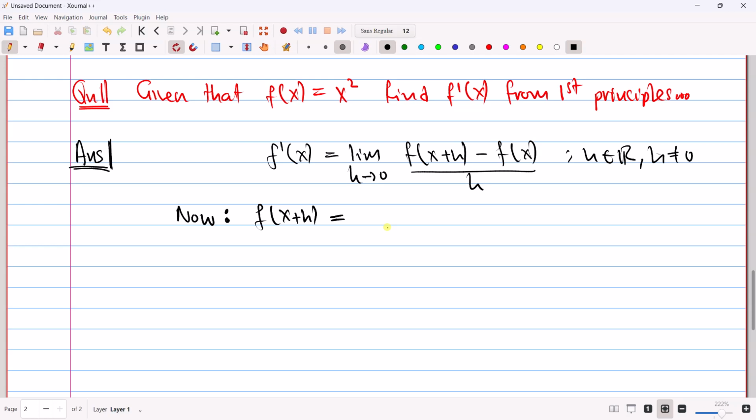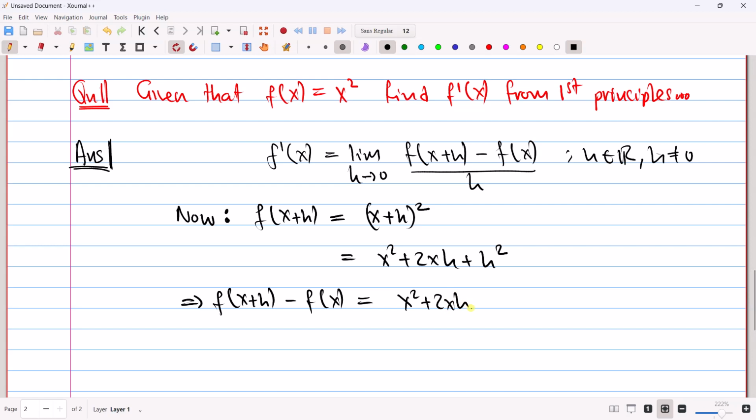So what is f of x plus h? F of x plus h is a function which is obtained by replacing x in f of x by x plus h. So to do that, we get x plus h, then squared. And when we expand that, we get x squared plus 2xh plus h squared. Then we see that in the definition we also need a difference between these two functions, f of x plus h minus f of x. And this is just x squared plus 2xh plus h squared, then minus x squared. And that simplifies to h bracket 2x plus h.